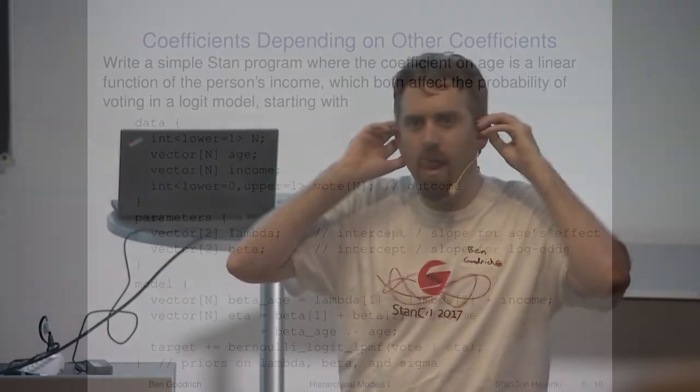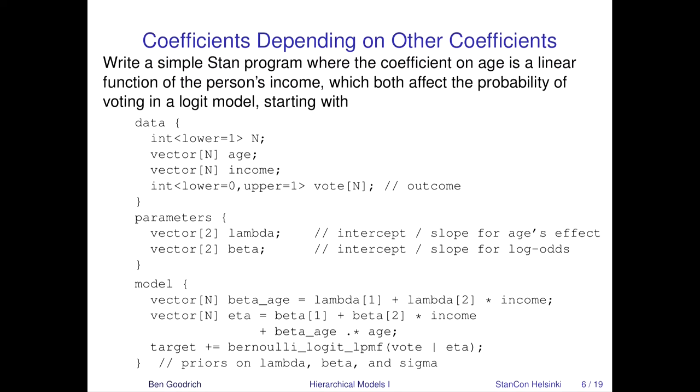Question? Thanks. Why it is in the model, in the first line there is a multiplication, and in the second line there is also dot multiply? Oh, why is there a dot here?